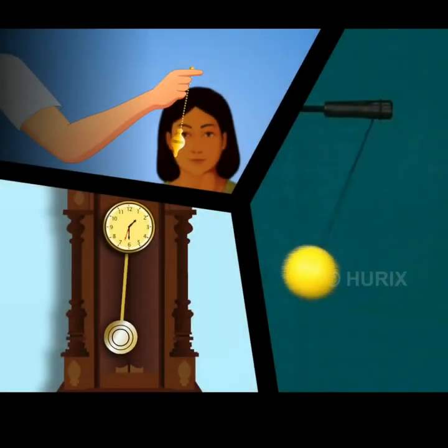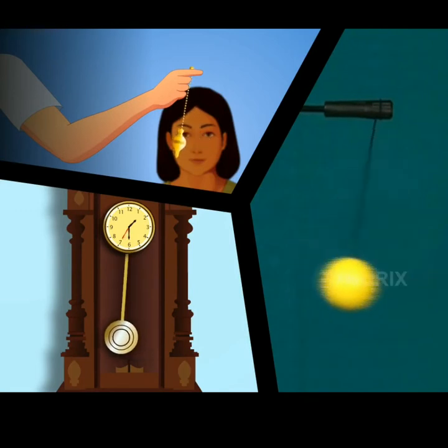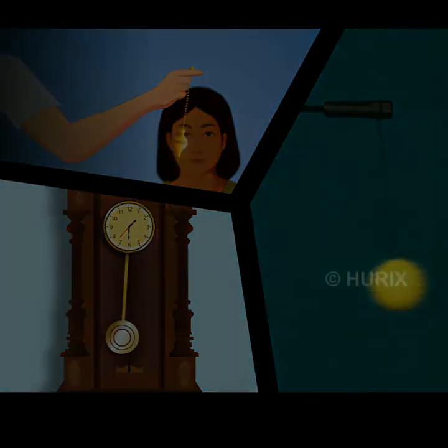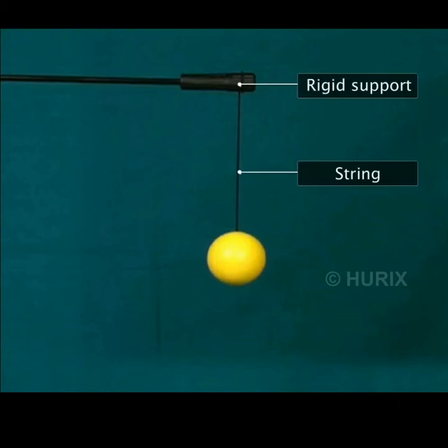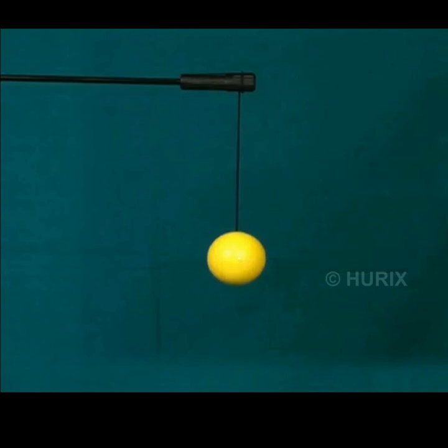There are different varieties of pendulums, but let us use a simple pendulum in this session. A simple pendulum is made up of a rigid support, a string suspended from the support, and a small weight called a bob tied to the end of the string. When the pendulum is at rest, it is said to be in its mean position.